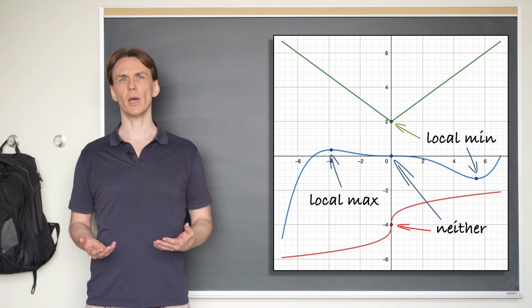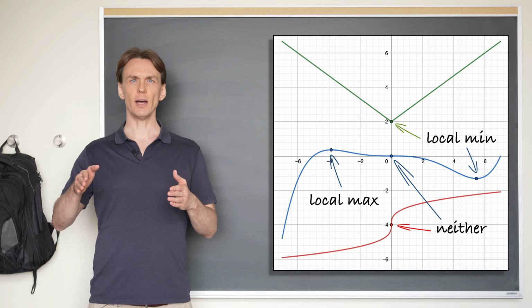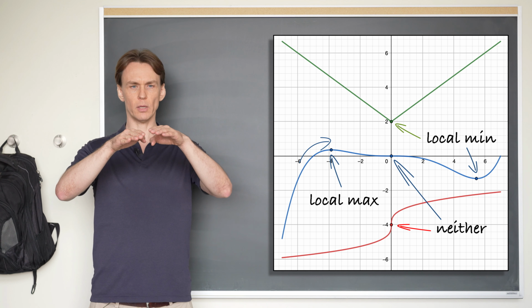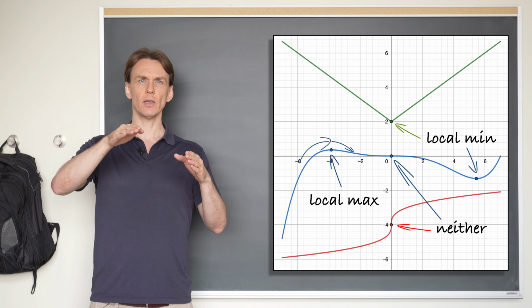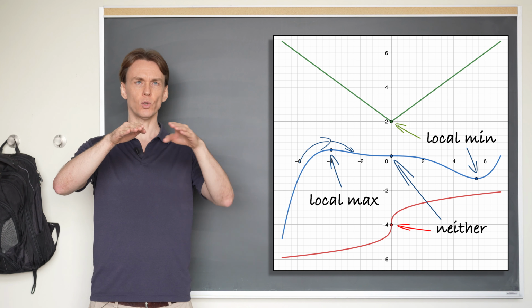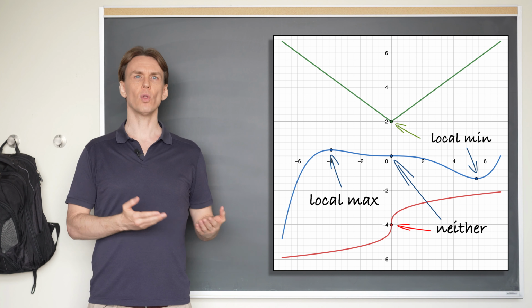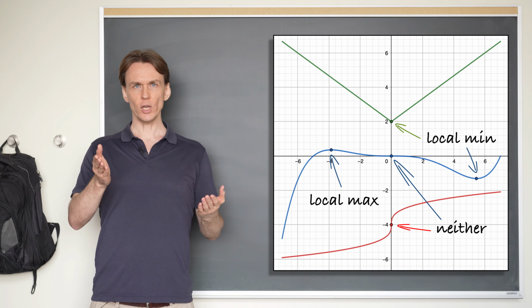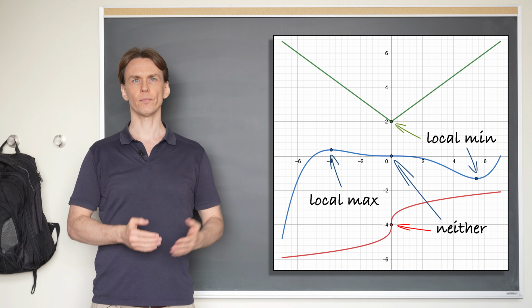So for example, if we are looking for local maxima, we have to check that the function is increasing up to this point and then decreasing after that. So the derivative changes from positive to negative as you cross this point. And if you look for local minima, you have to check that the derivative changes from negative to positive.